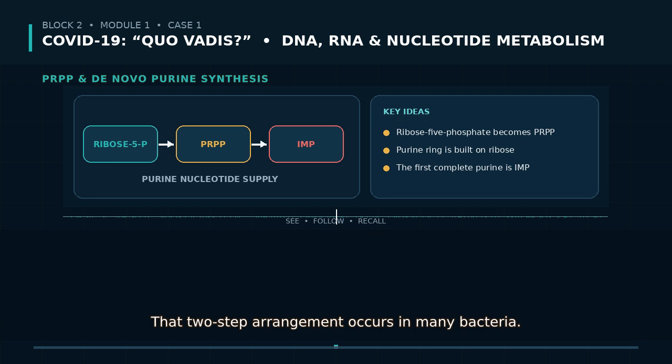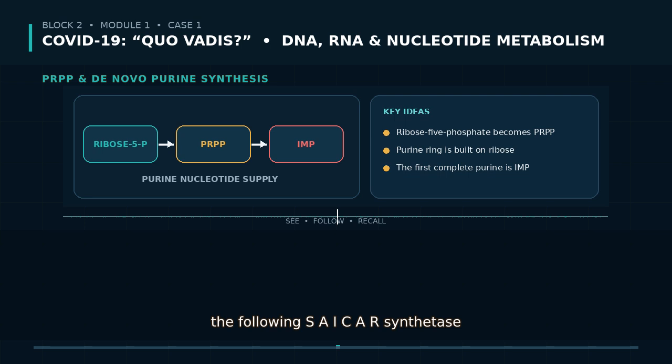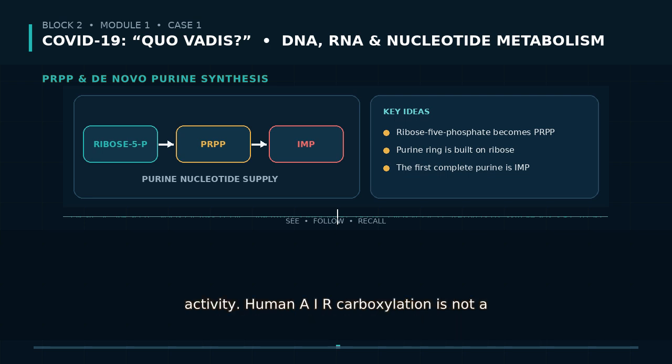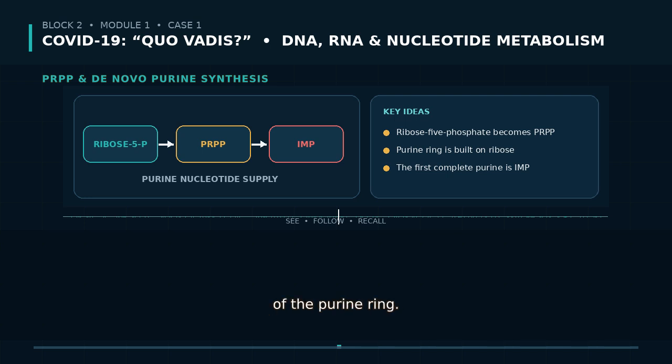To make GMP, IMP is first oxidized to xanthosine monophosphate, or XMP. IMP dehydrogenase uses oxidized nicotinamide adenine dinucleotide, spoken as NAD+, and water. NAD+ is reduced to NADH. XMP then receives an amino group from glutamine. GMP synthetase uses ATP and water to produce GMP.